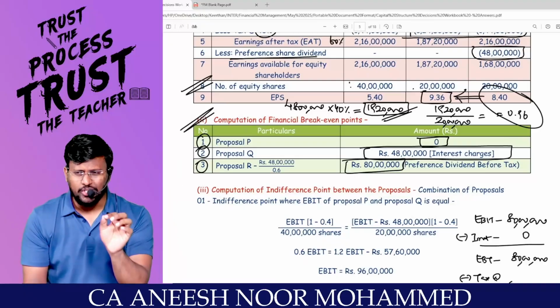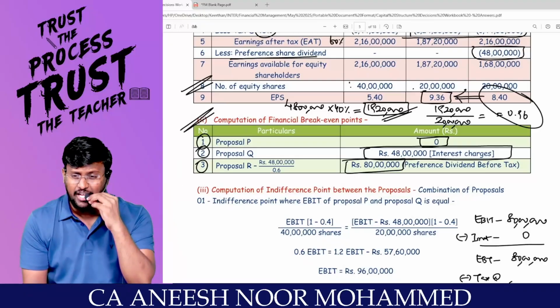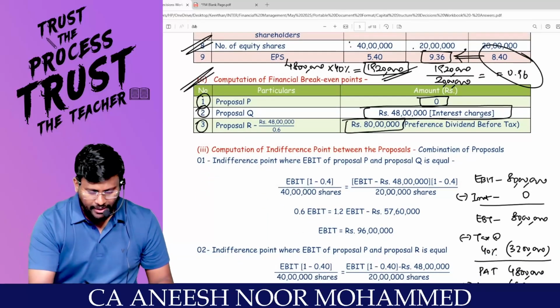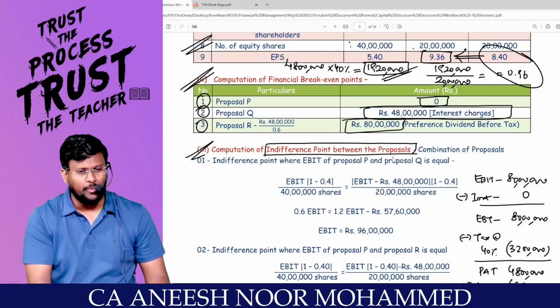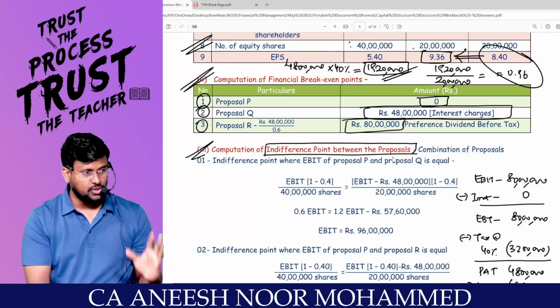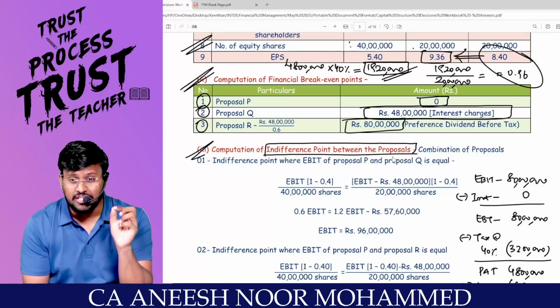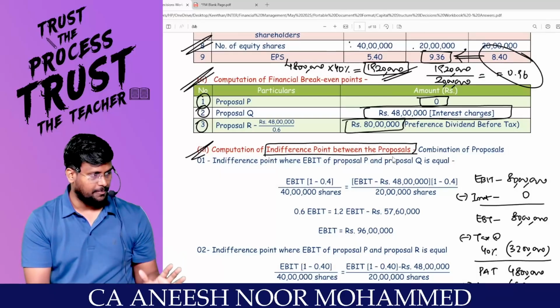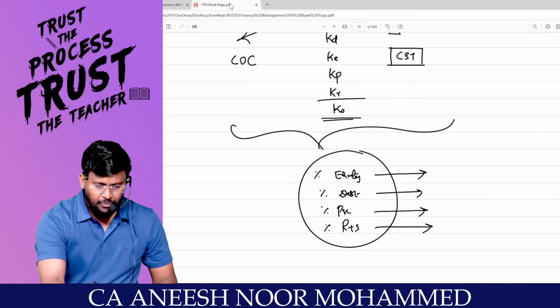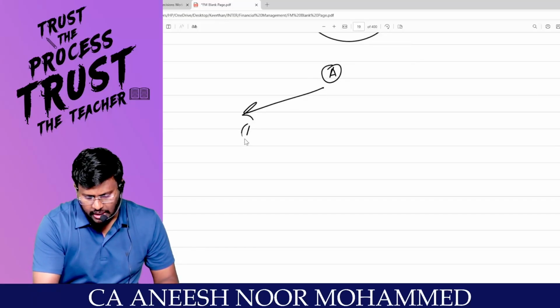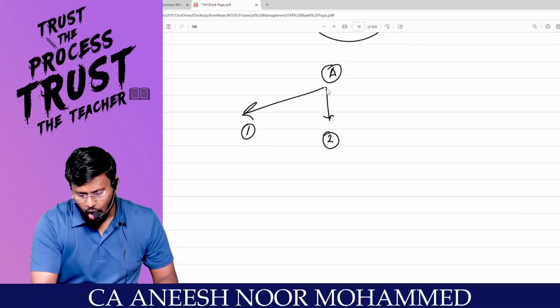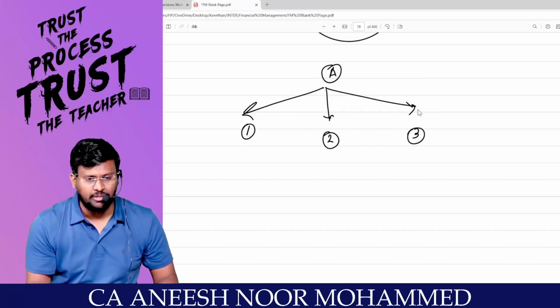So through this question we have explained one concept called financial break-even point. Then I'm moving into the computation of the indifference point between the proposals. How many proposals? 3 proposals. Understand the concept of indifference point. Sir, I'm having 3 alternatives, classified into 3 categories: alternate number 1, alternate number 2 and alternate number 3.